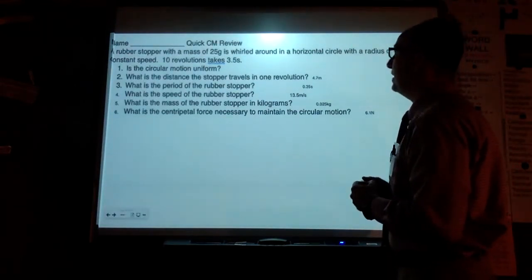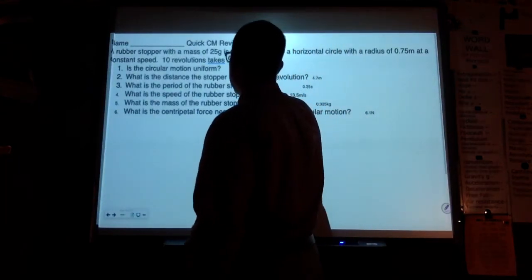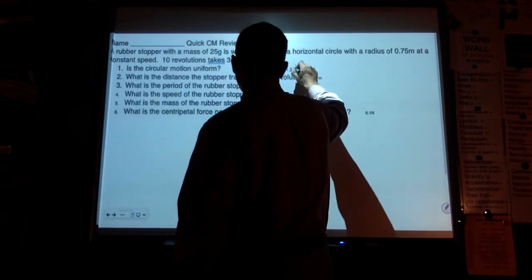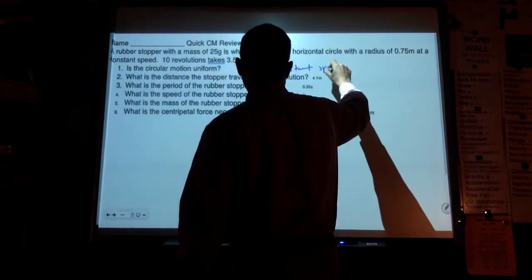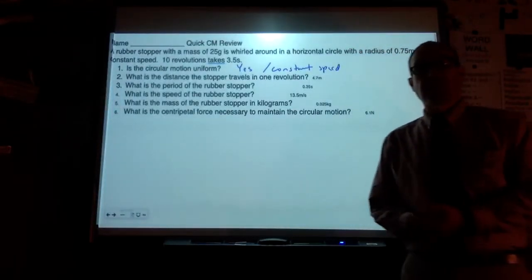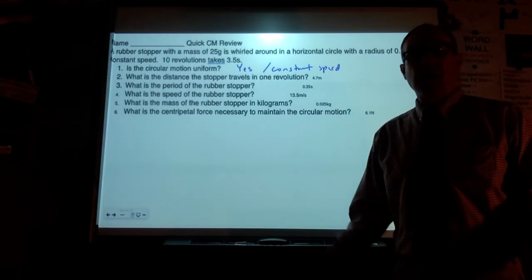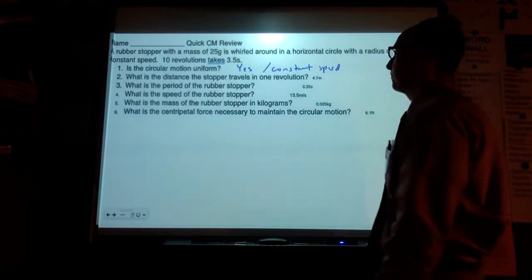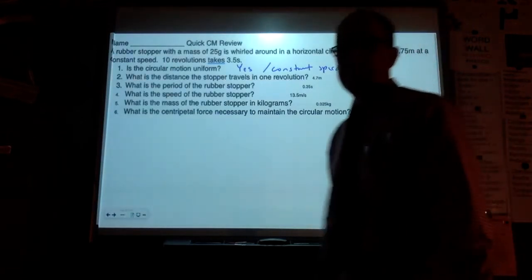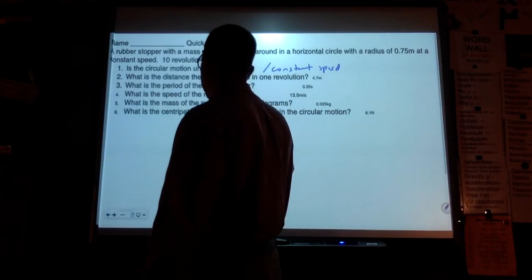All right, so is the circular motion uniform? Yes. Why? Because it's at a constant speed. So uniform circular motion is one that's happening at a constant speed. This is useful to us because then we can just use our F net equals mv squared over r, and not F net equals ma as well. What is the distance the stopper travels in one revolution? Well, the distance around a circle is a special distance, which is 2 pi r.